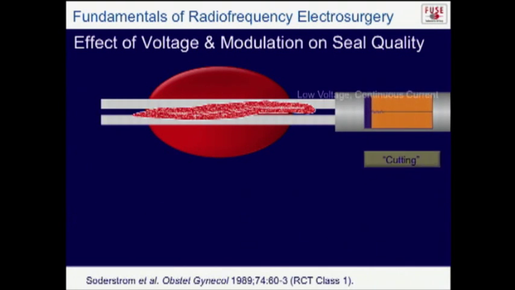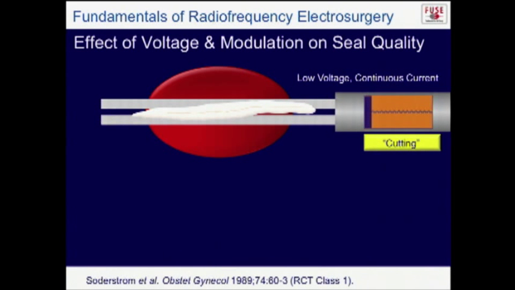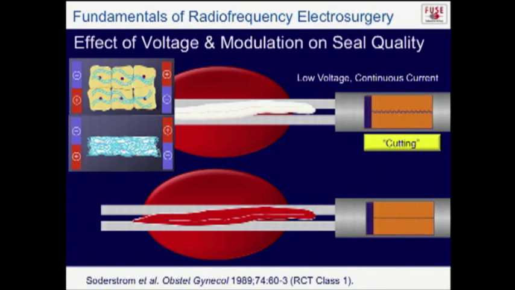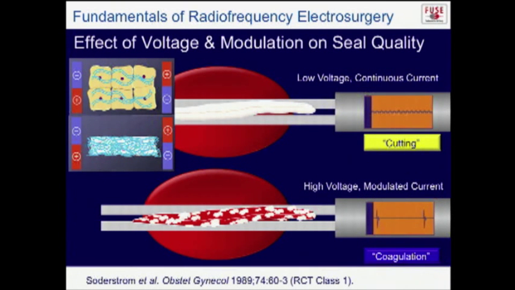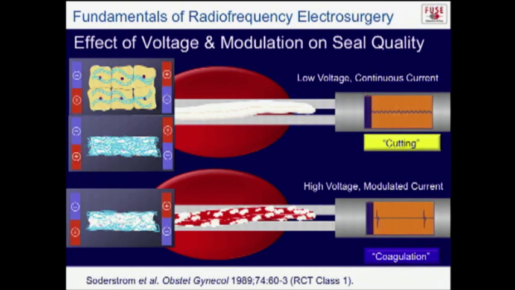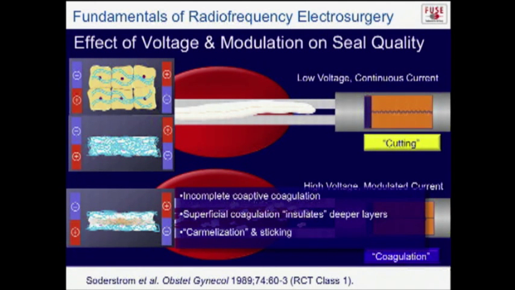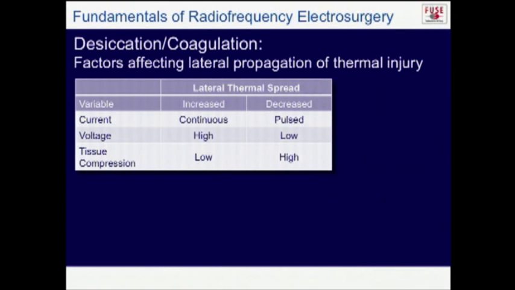So look at this again. If we use that cutting button to seal, it's hard for you to think about that, I know, but if you use that cutting button to seal, you get this homogeneous output and a good seal. If you use the coag button to try to seal, you'll get this spotty coagulation, preservation of some tissue integrity, and not only that, you'll get caramelization and sticking. And you've been through this, you take the forceps off and it sticks and it starts bleeding. So high voltage will give you incomplete coaptive coagulation, superficial coagulation insulates the deeper layers, and caramelization and sticking.